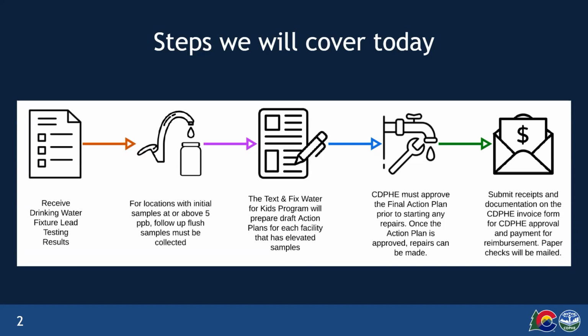We will focus on the what ifs, or the potential situation if you receive results greater than 4.5 parts per billion. We will look at next steps on how to interpret the results. We will talk about collecting the flush sample. We will go over those instructions and that process.